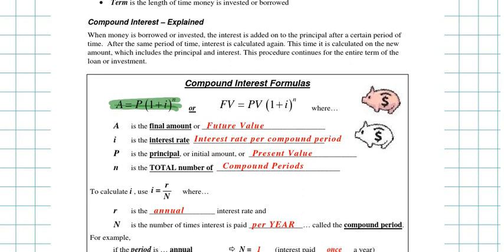So you're going to write this: A, or the FV. So it's the final amount or the future value.